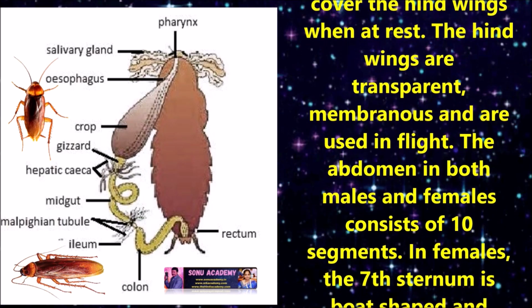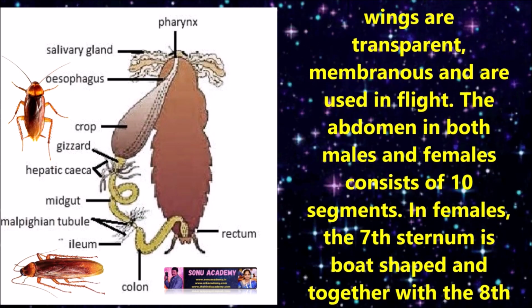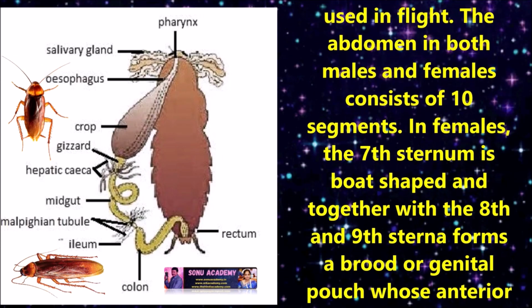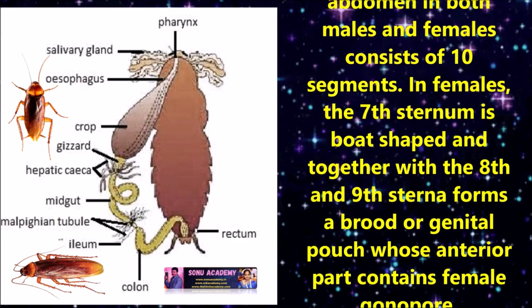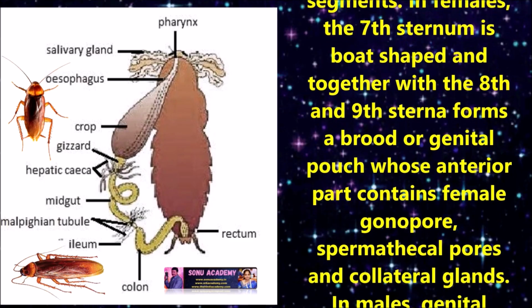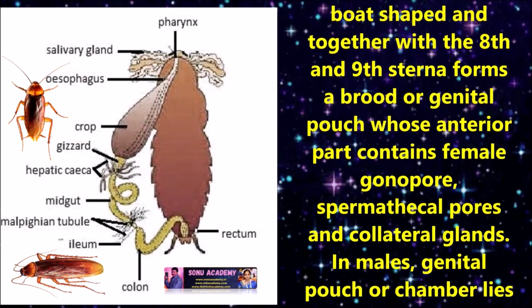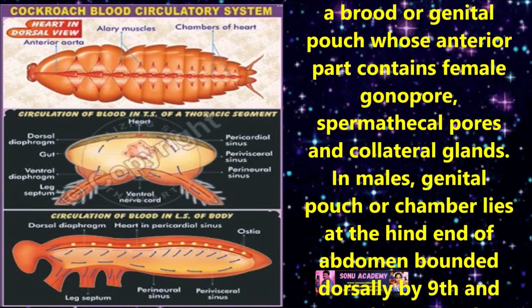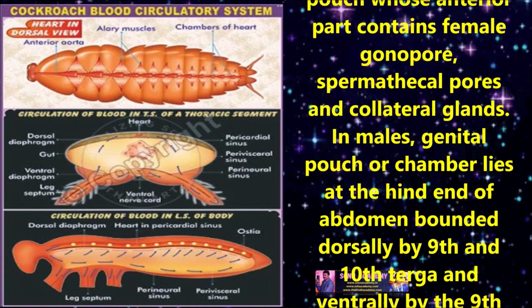The abdomen in both males and females consists of 10 segments. In females, the 7th sternum is boat shaped and together with the 8th and 9th sterna forms a brood or genital pouch whose anterior part contains female gonopore, spermathecal pores and collaterial glands.